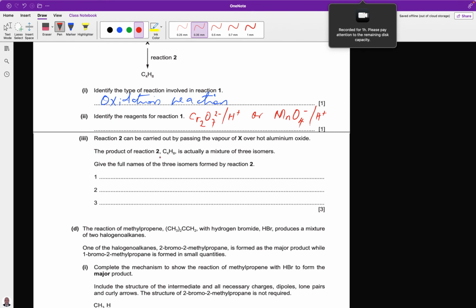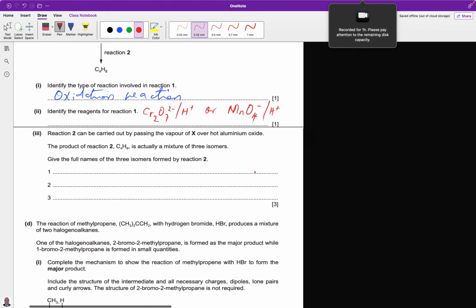The product of reaction 2, which is a butene, is actually a mixture of 3 isomers. Give the full names of the 3 isomers formed by reaction 2.